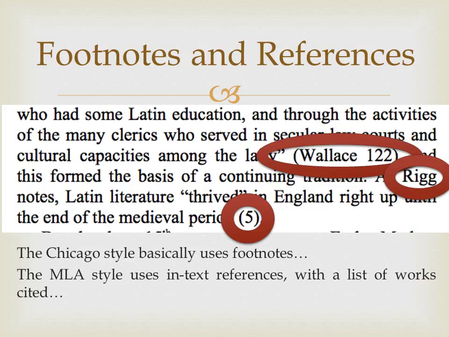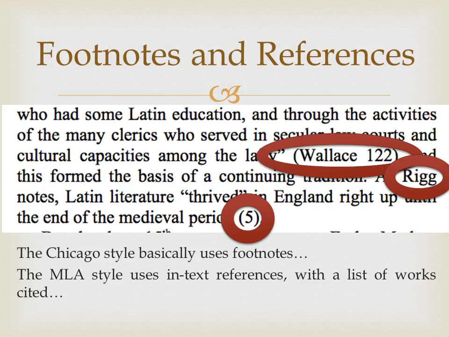But the basic idea then is to give the surname, the family name of the author, followed by the page number. All right, they can both be inside brackets, or they can be separate from brackets, and the author's name can appear inside the sentence. All right, and again, we use those not just for quotations. The first one there, cultural capacities among the laity, is a quotation, but the second one, thrived in England right up until the end of the medieval period, is not a quotation, it's just information that came from that source, from Rigg.